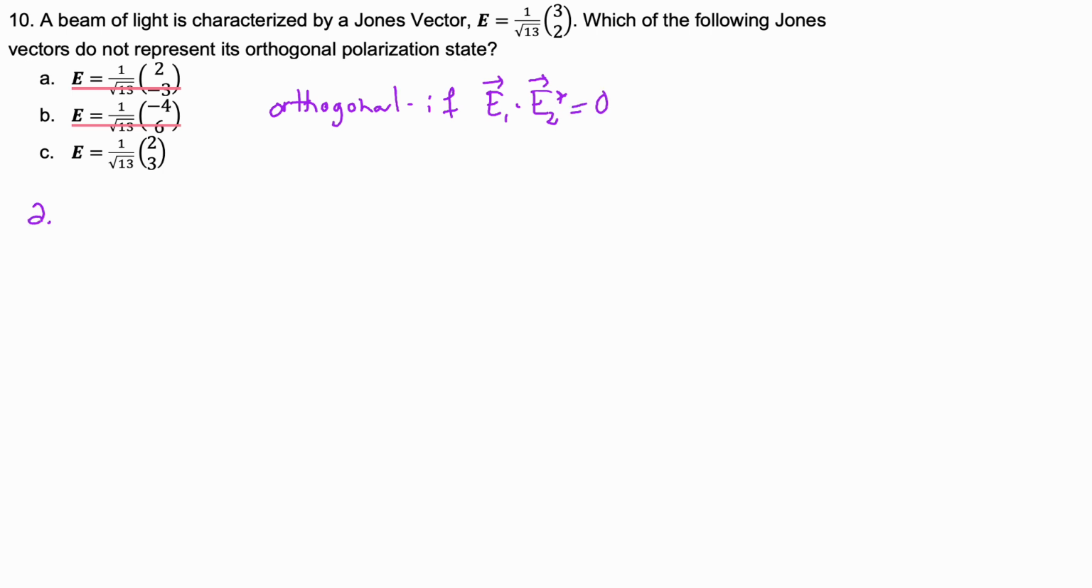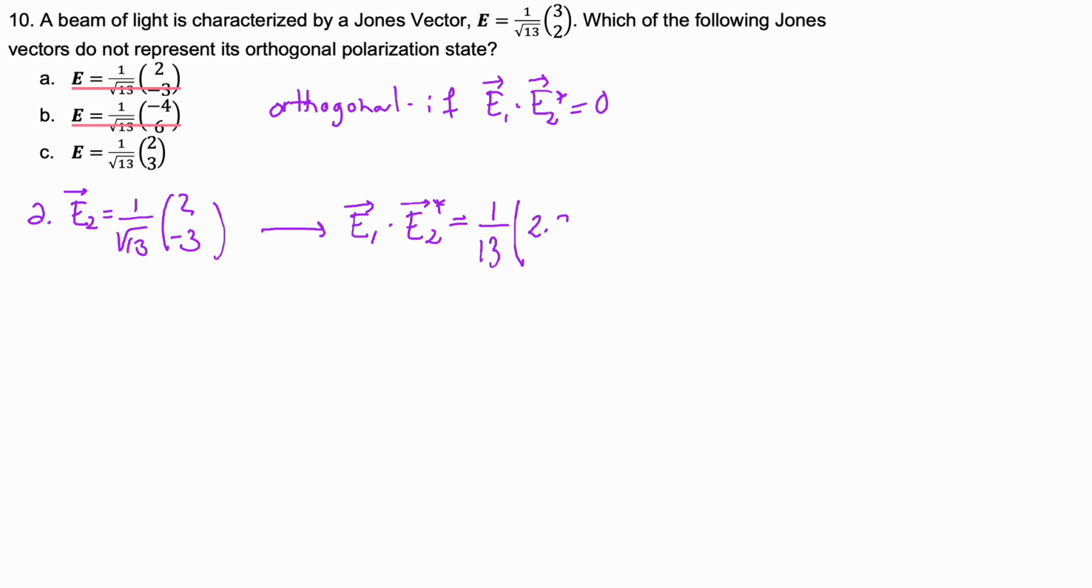So for the first one, we have that E2 is 1 over the square root of 13 times (2, minus 3). If we do the scalar product, conjugated, we're going to have 1 over the square root of 13 and 1 over the square root of 13, the same, and then 2 multiplied by 3 minus 3 multiplied by 2, and that's going to be 0, so it's orthogonal. We've checked it.